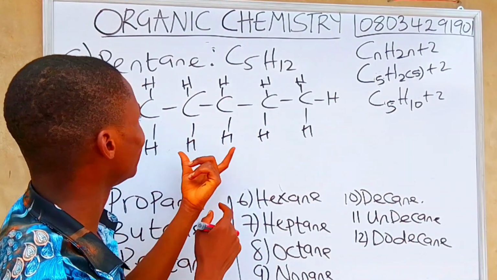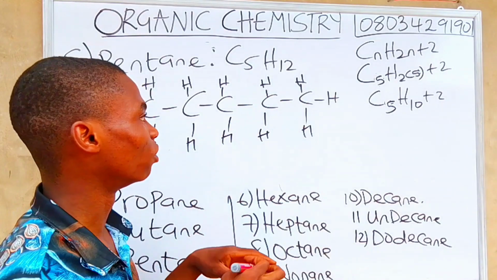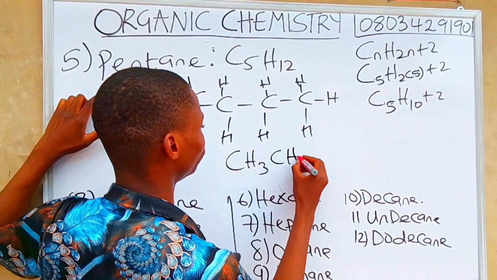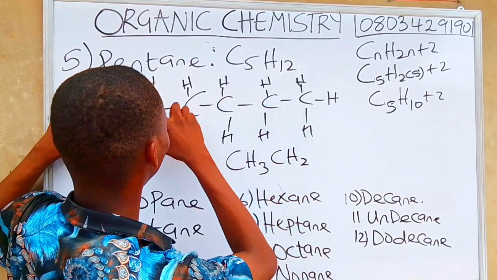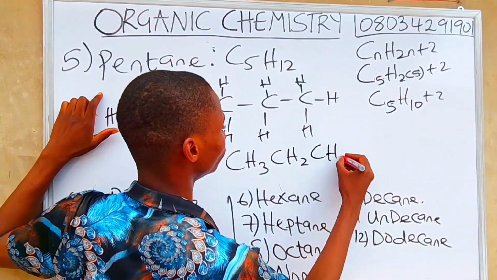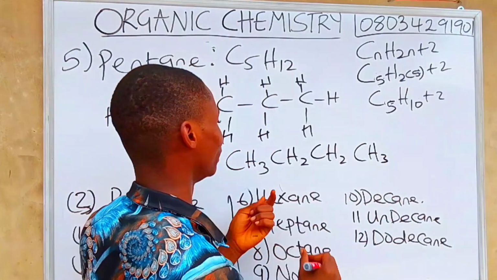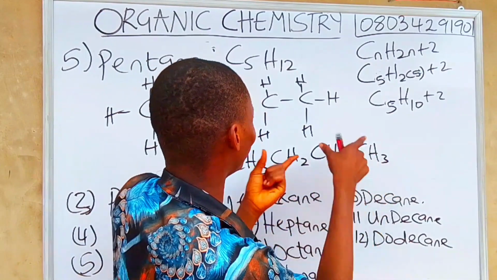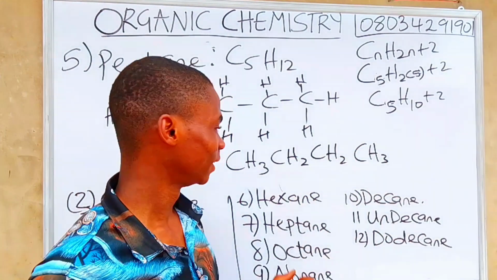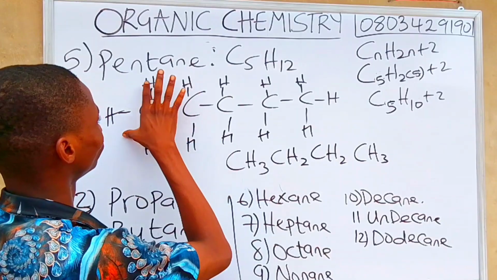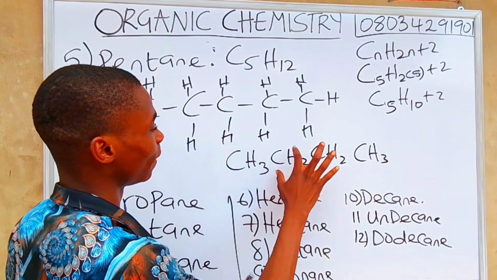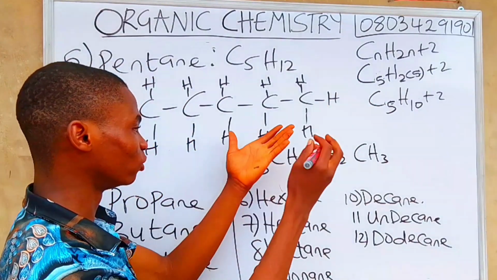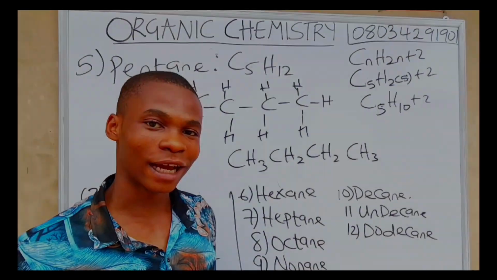So if you want to write the structure out, CH3, CH2, CH2, CH2, CH3. You can be asked to draw this structure. I hope you know that this one is also the same as this: CH3, H3 attached to the carbon here, H2, H2, H2, H3. And you can also do the same for the rest. I hope you understand that now.